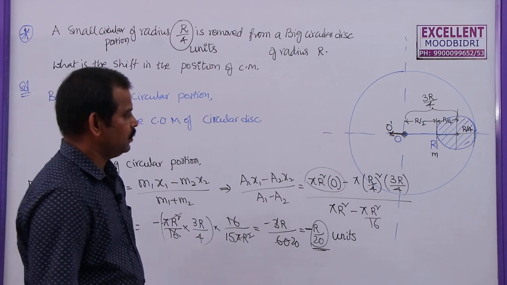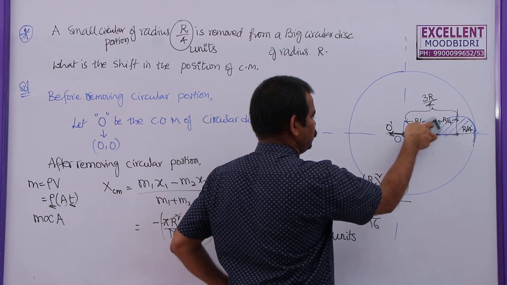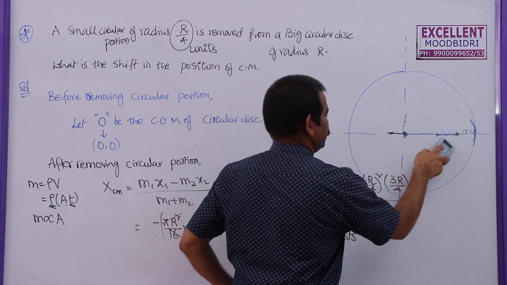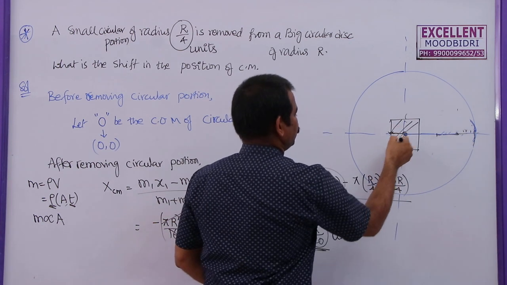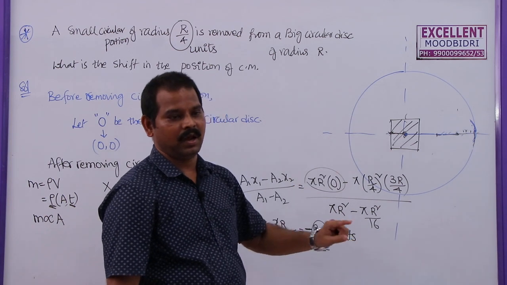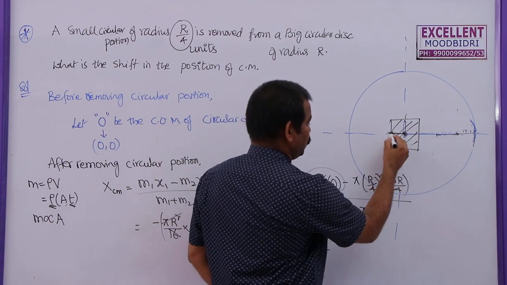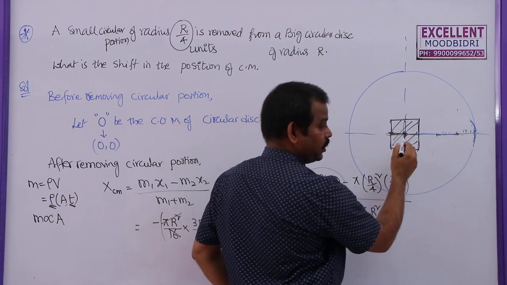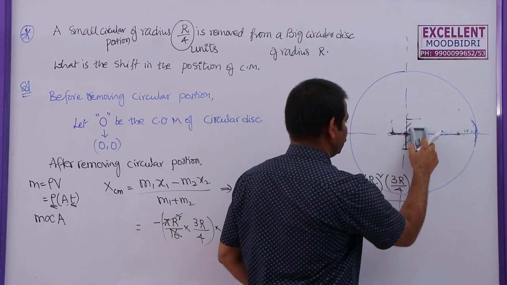In this problem, instead of this circular portion, let us say a square is removed from this circular disc. If this portion is removed from the circular disc, the center of mass of the disc will not change. It remains at the origin only. Why? Because the portion that is removed here is symmetrical in all 4 directions, about the x-axis as well as about the y-axis. Let us say this is removed somewhere here from this portion.